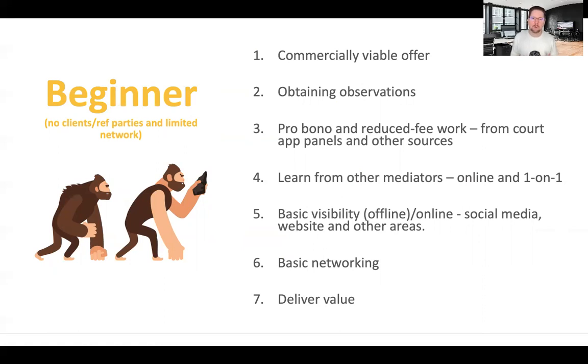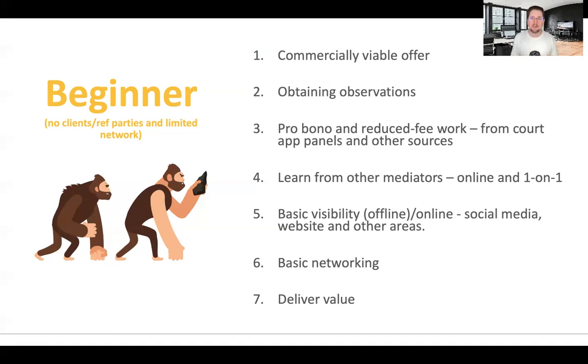Now, the next thing that you can focus on is getting pro bono and reduced fee work. Typically this will come from different kinds of sources, such as court-appointed panels. What this will do is that it will ensure that you get experience because you start mediating. It will also ensure that you start getting cases under your belt that will help you get on more advanced panels further on. It will also get you exposure to attorneys and other types of parties, and you will understand them better, which will help shape your business development efforts.